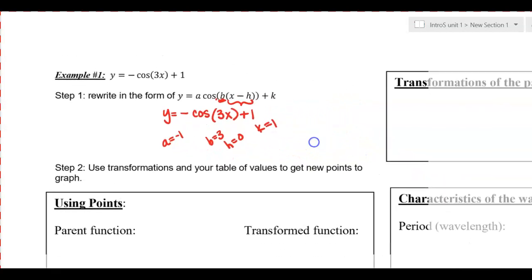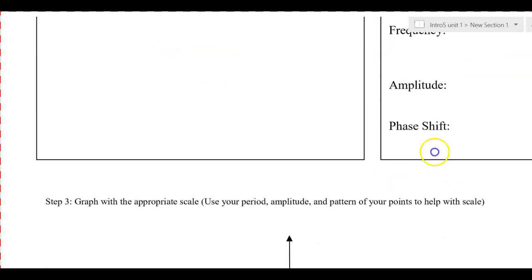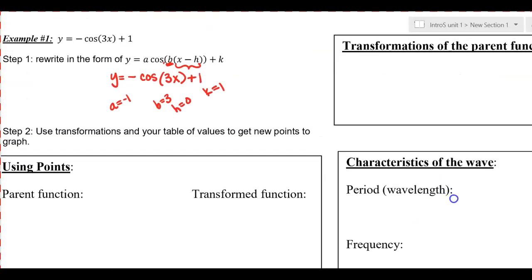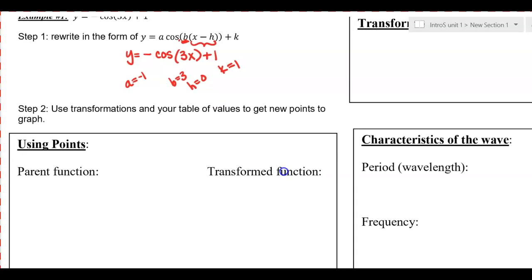So then our second step is going to be to get points, and then thirdly, we're going to graph it. While you're getting those points, though, when you go to graph it, you should also be able to list the characteristics in the transformations, okay? So I'm going to list the transformations as we make the table because I feel like they go hand in hand. So first I'm going to put my parent function.